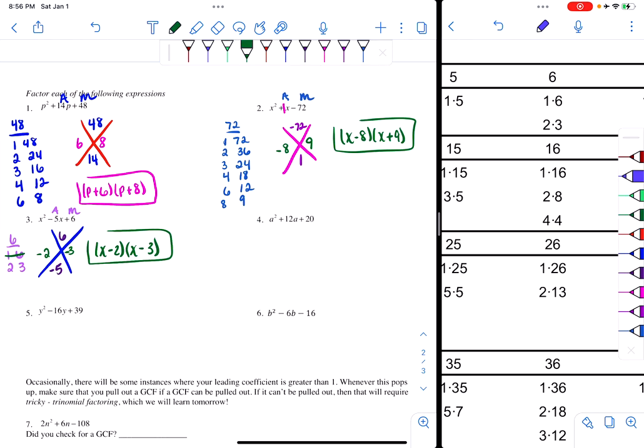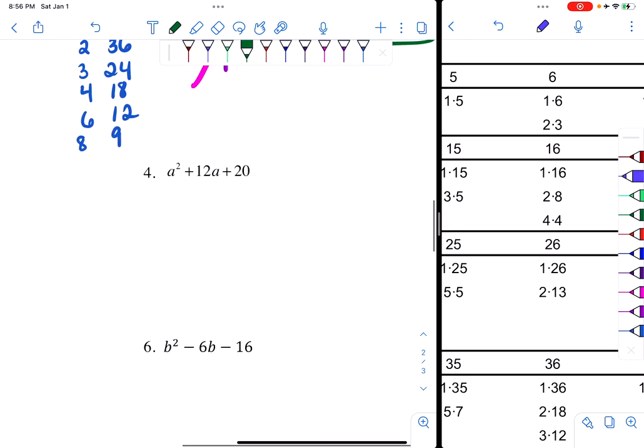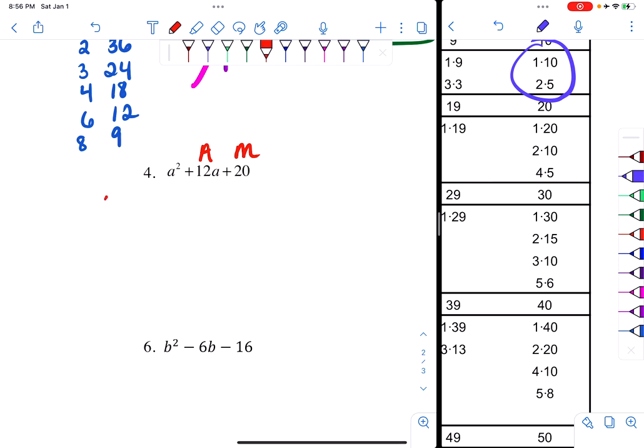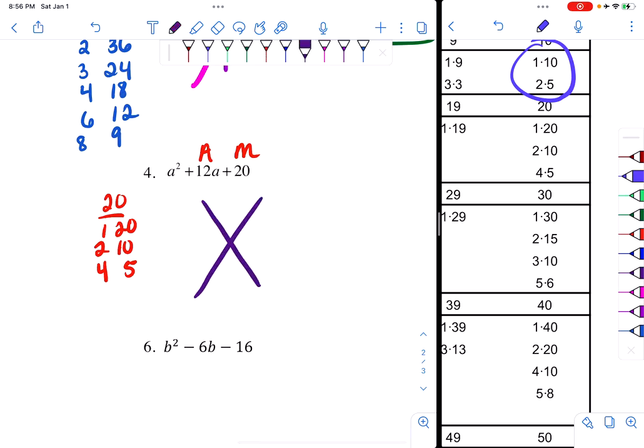Number 4. I have a squared plus 12a plus 20. I want to add up to 12 and multiply to 20. So I'm going to list out all the factors of 20, which are 1 and 20, 2 and 10, and 4 and 5. So when I do this one, I want to add up to 12 and multiply to 20, so I draw my diamond. My 20 goes upstairs, my 12 goes downstairs. And I already can tell that it's going to be 2 and 10.